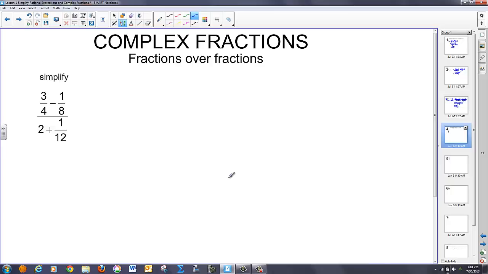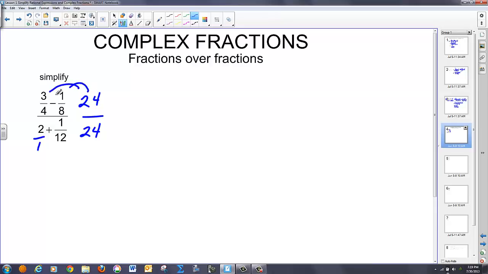For the most part, I like to find the common denominator of both the numerator and denominator to get this problem done. So I notice here that in the numerator, I have a 4 and an 8 as my two denominators, and in the denominator, I have a 1 and a 12 as my two denominators. The common denominator for both the numerator and denominator, in this case, the smallest would be 24. So what I'm going to do is multiply both the numerator and denominator by the lowest common denominator of both the numerator and denominator.